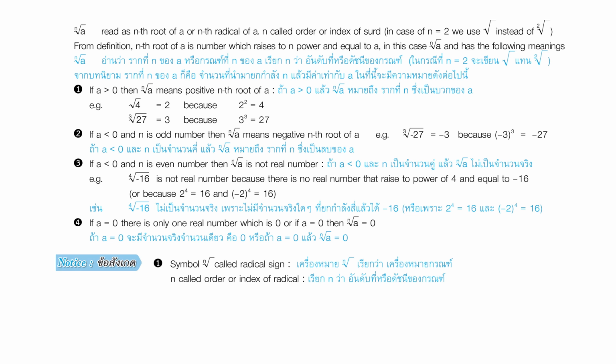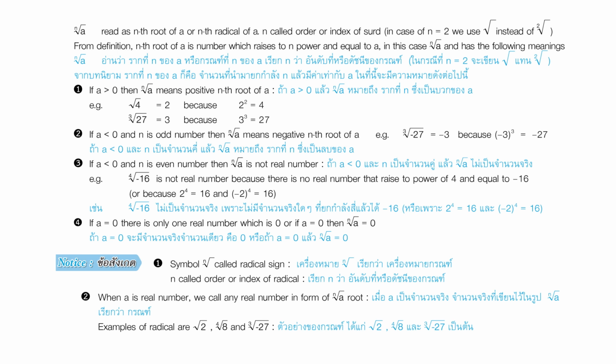Notice. 1. The symbol, the n-th root, is called the radical sign, and n is called the order or index of the radical. 2. When a is a real number, we call any real number in the form of the n-th root of a a radical. Examples of radicals are the square root of 2, the fourth root of 8, and the third root of negative 27. 3. The n-th root of a is called the n-th root of a or the principal n-th root of a.